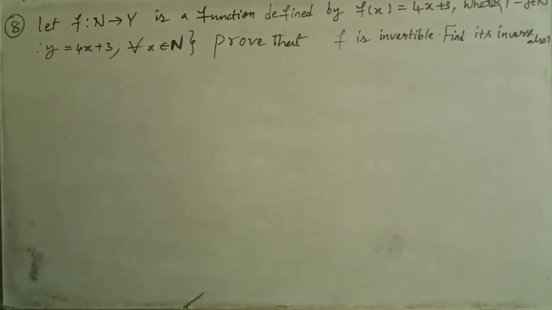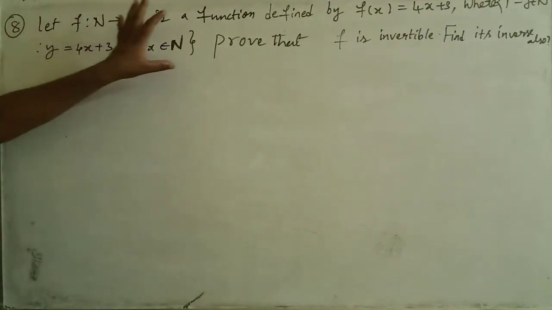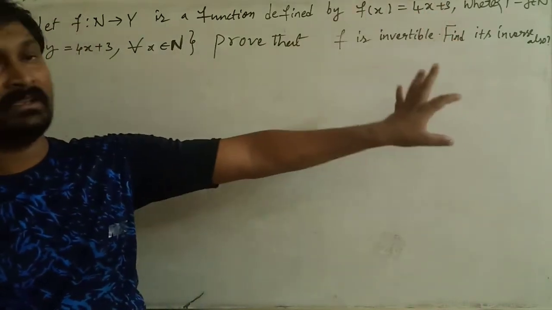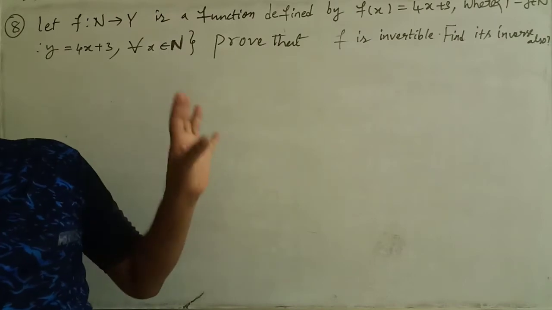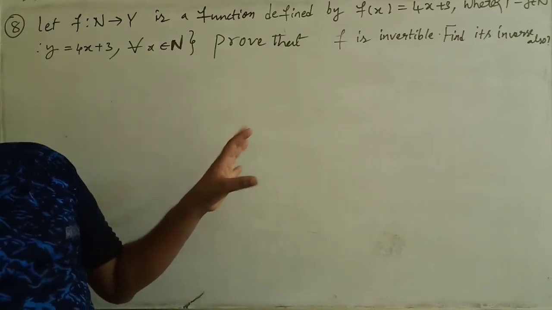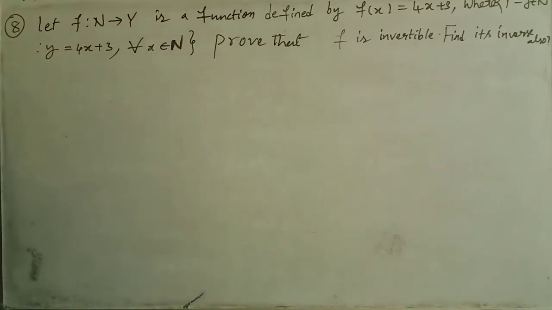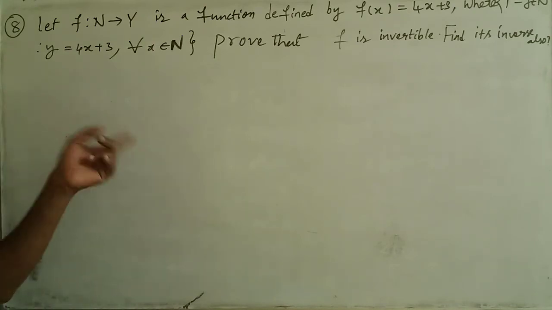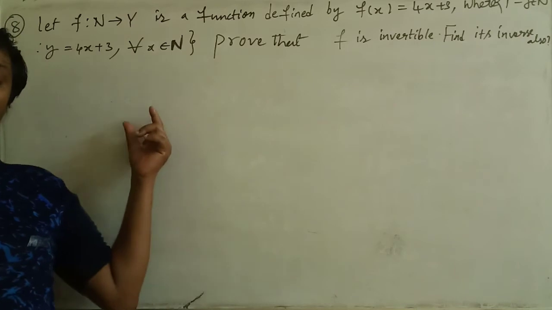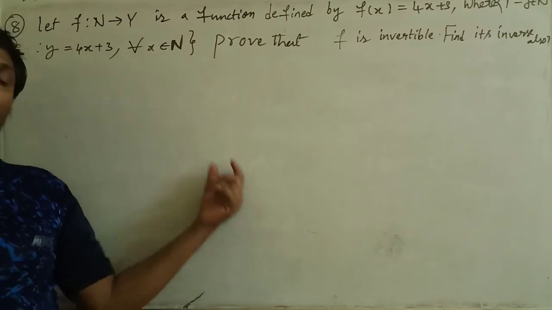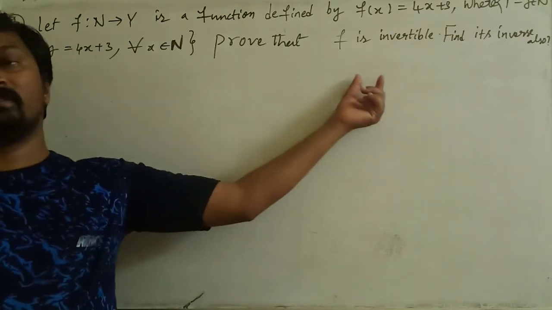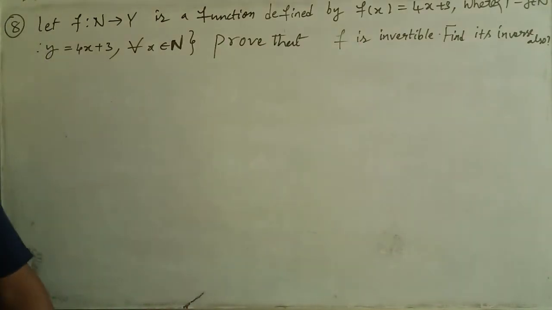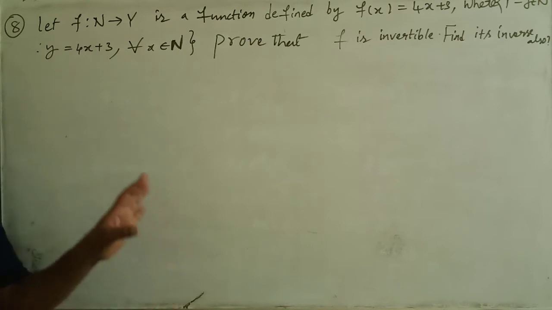It is again simple only. So here f of x is equal to 4x plus 3 is given, and both are natural numbers. So what you need to do is just like your sixth problem: first find the one-to-one proof, the onto proof, and if it is bijective and f is invertible, then just write the inverse function. So it is very easy.